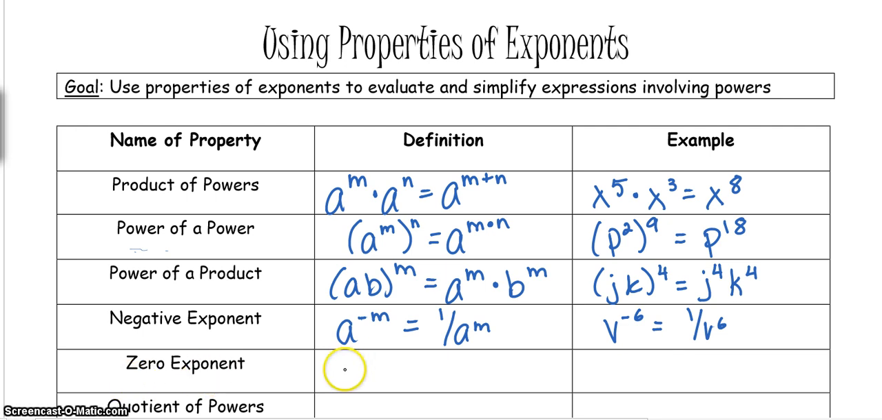The zero exponent property's definition is if you have a to the 0, that equals 1. No matter what you have raised to the 0 power, it always is equal to 1. So, an example, if we had f to the 0, that's still just 1, no matter what it is.